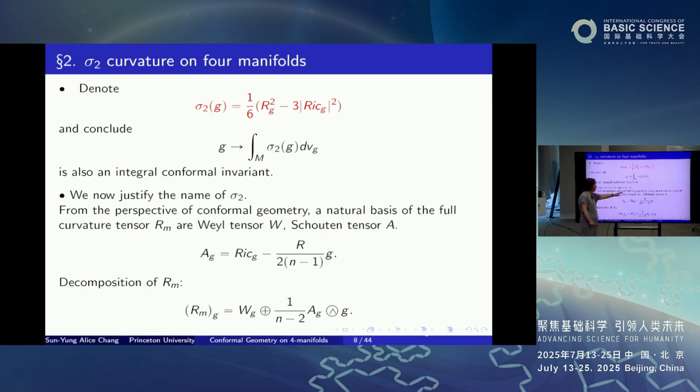And now let me justify the name sigma 2. Sigma 2 means the second elementary symmetric function of what? Of a tensor. It turns out this is the so-called Schouten tensor, studied in Cartan geometry. It's a combination of the Ricci tensor, and in terms of this tensor the full curvature decomposes nicely into the Weyl term and some A, which with g is a Kulkarni-Nomizu product. So there are these two terms.